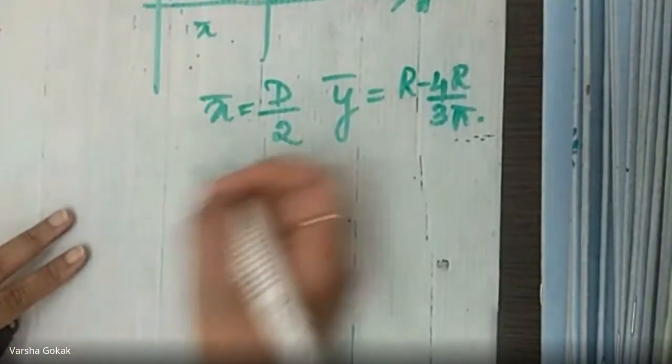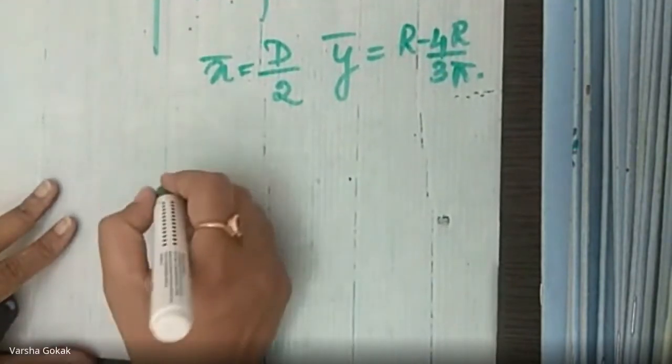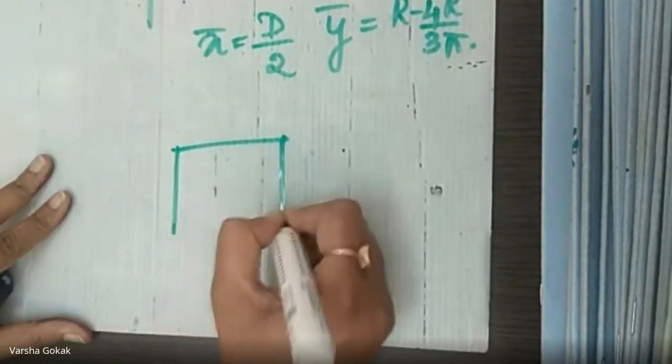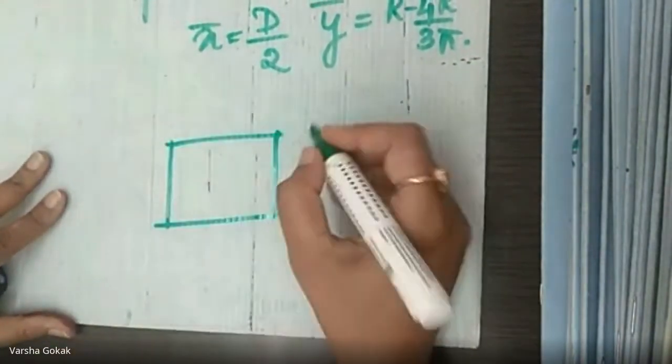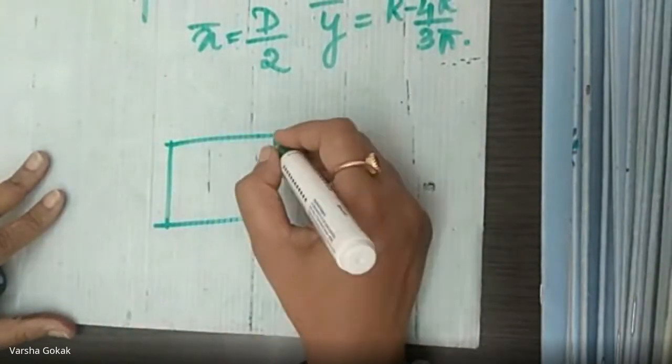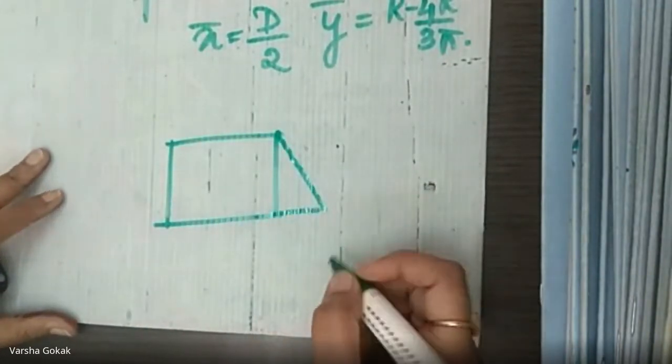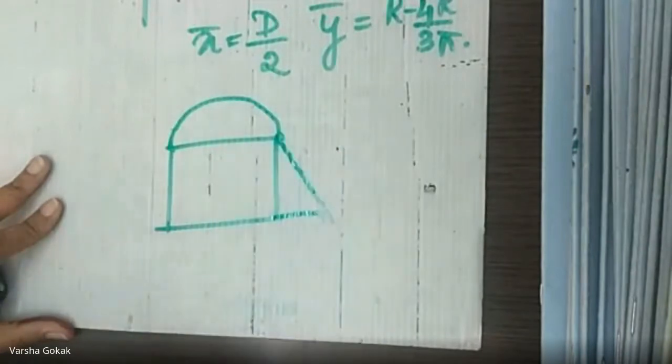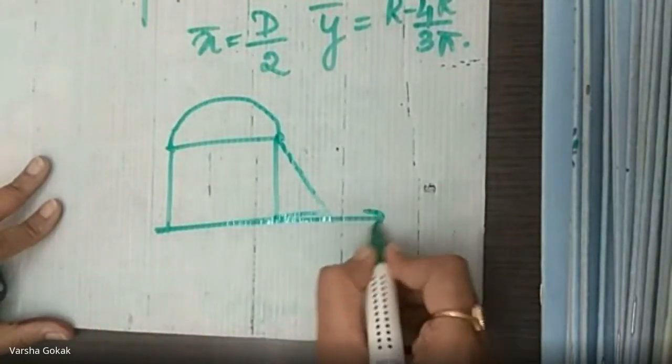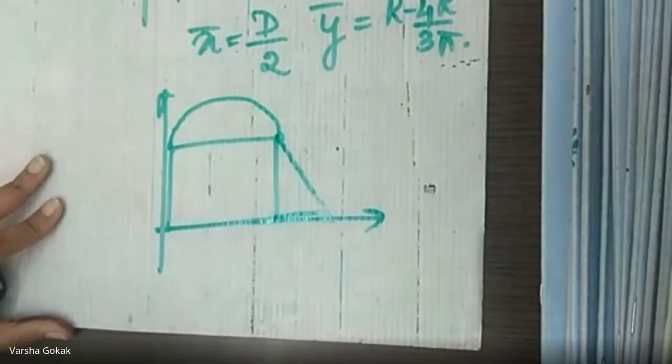Now, we have numericals. Starting from today, you will have a figure like this. It is called a composite figure. This is a rectangle. He'll give you a triangle attached. On top of it he'll give you a semicircle, and he'll show you the reference axis like this.